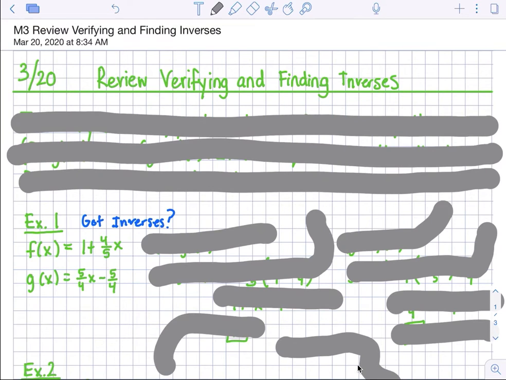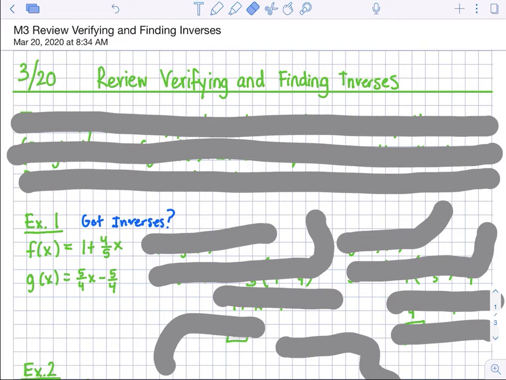Alright, so today we are going to be reviewing, verifying, and finding inverses. We're going to be reviewing for the next 3 days, and then your quiz will be on Friday. So we have this Friday, Monday, Tuesday to review, a mock quiz on Wednesday, and then preparing for that quiz on Friday. So let's review.